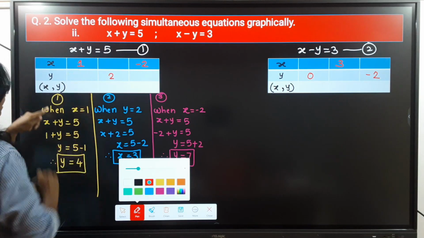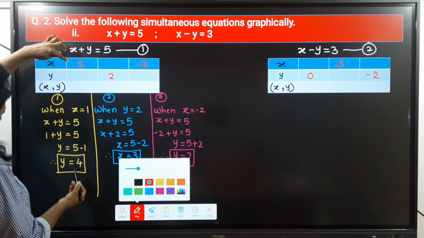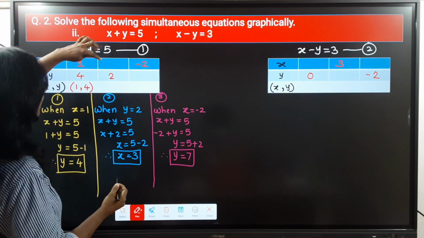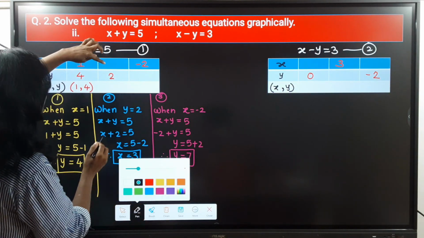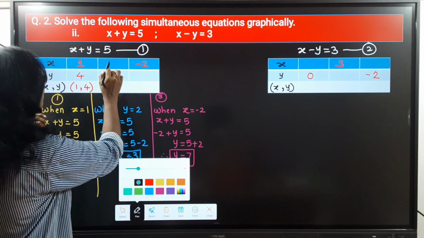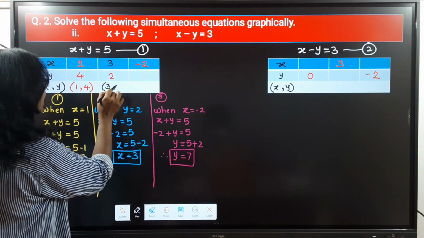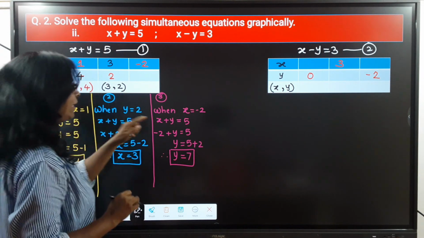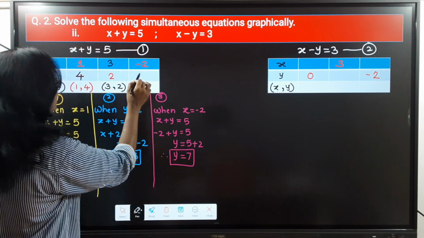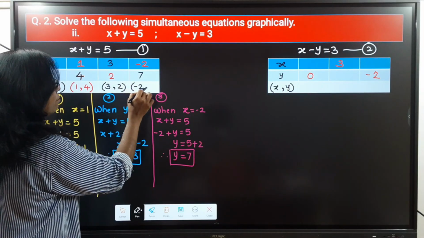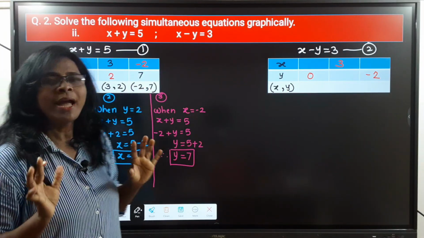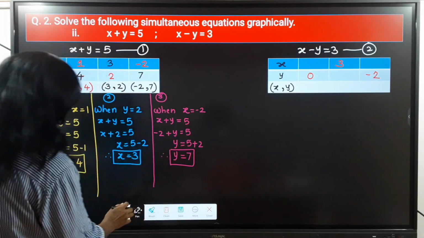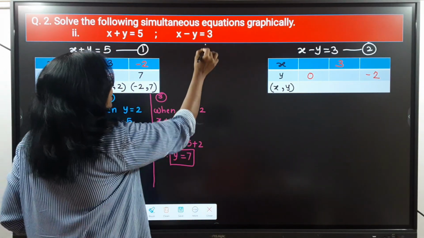So here when y is equal to 4, x is equal to 1, so the coordinates are 1, 4. Then here, students, when y is equal to 2, then x is equal to 3. So the coordinates become 3, 2. And here, students, when x is equal to minus 2, then y is equal to 7. So the coordinates are minus 2, 7. In such a way we have to find out the values for the individual equation 1 and then find out the values for the individual equation 2.